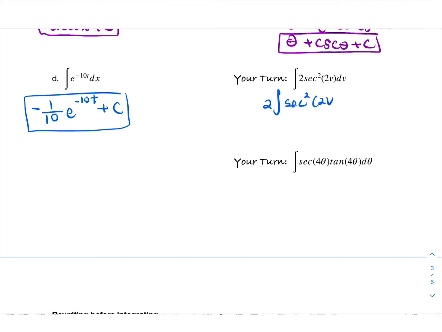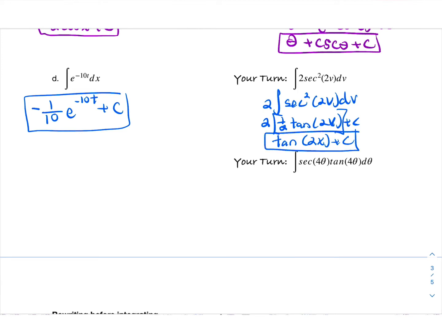Start by bringing out the 2. And then the integral of secant squared of 2x is 1 over 2 tangent of 2x. And then we're going to have plus our c. So multiplying through the 2, I get tangent of 2x plus c. Okay, the integral of secant of 4 theta, tangent 4 theta is equal to 1 over 4 secant of 4 theta plus c.